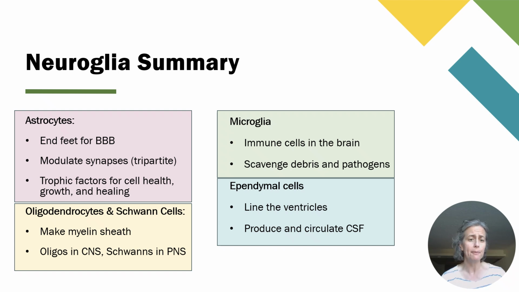So super important. Oligodendrocytes and Schwann cells, they make the myelin sheath. It's oligos in the CNS, Schwann cells in the PNS. And then microglia, which are immune cells that scavenge up debris and germs to keep everything nice and clean and healthy. And then the ependymal cells that line the ventricles, produce and circulate the cerebrospinal fluid.